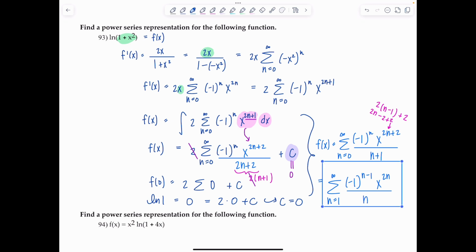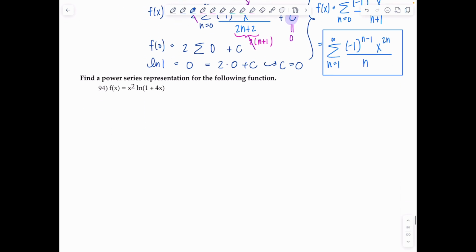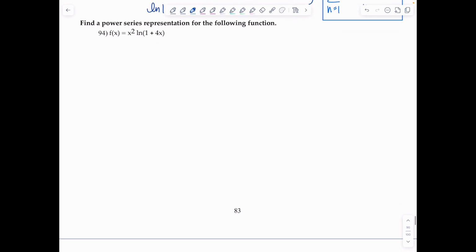All right. Good, good. Let's look at another one. We have x squared times natural log of 1 plus 4x. So what I'm going to do actually, I know in the last one we had a natural log and we took the derivative right away. I don't want to do that because if I take the derivative here, I'm going to have to use the product rule and it's going to get oh so messy.